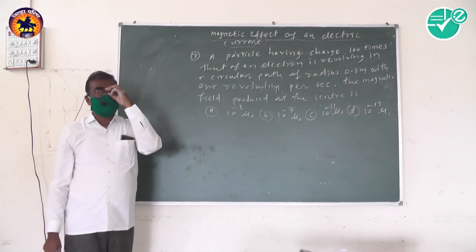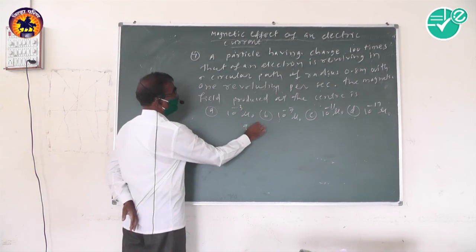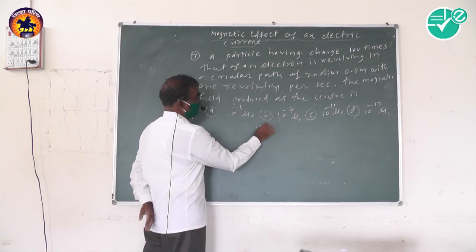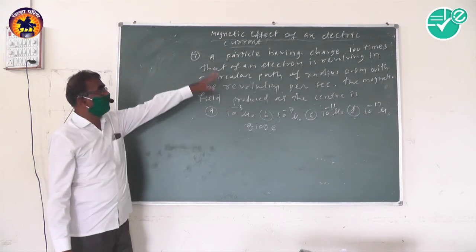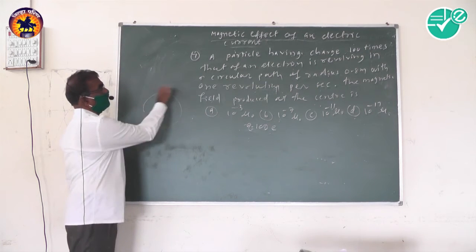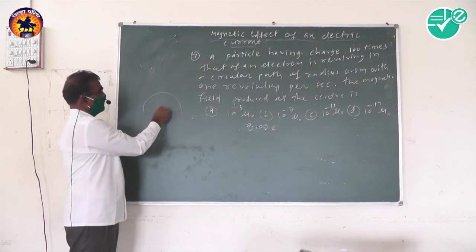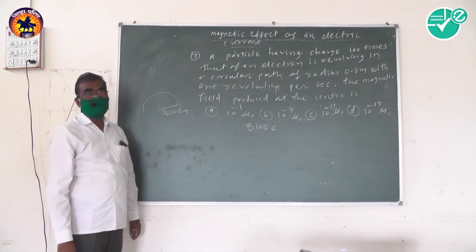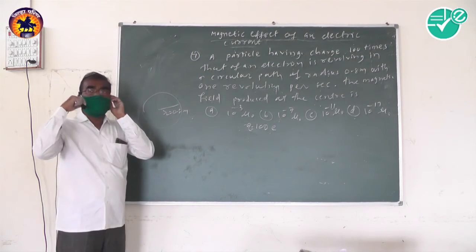A particle having a charge of 100 times that of an electron is revolving in a circular path of radius r equal to 0.8 meter with 1 revolution per second.